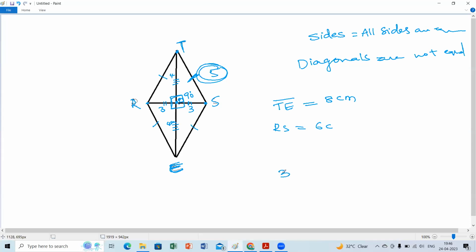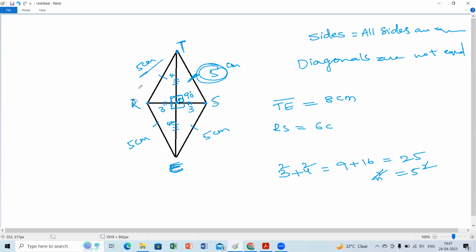You can find out: 3 square plus 4 square. 3 square is 9, 4 square is 16. If you add them up you get 25, and 25 can be written as 5 square. This is the hypotenuse. I solved it, ma'am, but the answer was not in the textbook. Same procedure, all the sides are equal. What you said is correct, Ashwath.